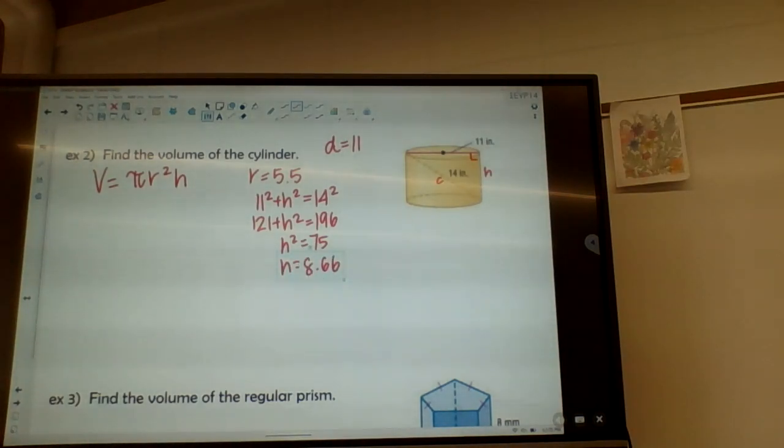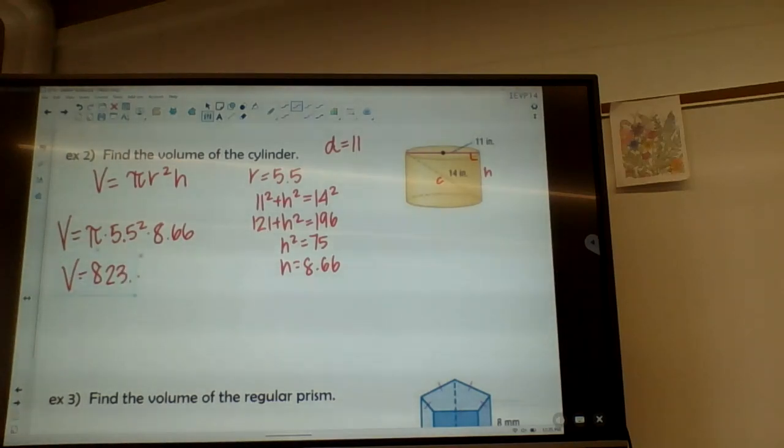I found my h. And so then we're going to put this all into our volume formula. And again, if you want to be a little more accurate, you could also work your way backwards. You could leave that 8.66025, that long thing, in our calculator, and then we can just multiply it by 5.5 squared, and then times pi. And then remember, this is going to be inches cubed.